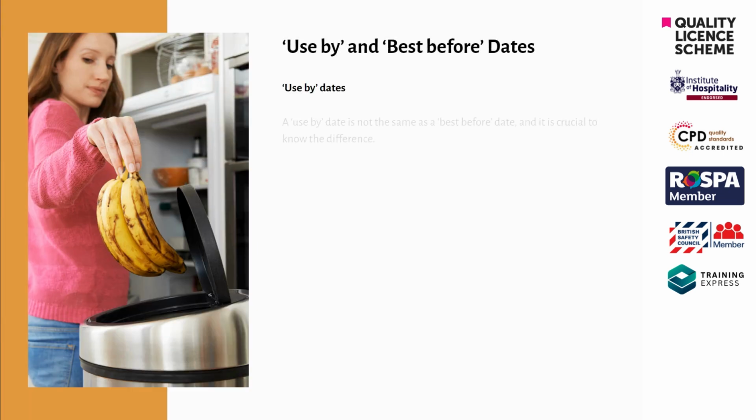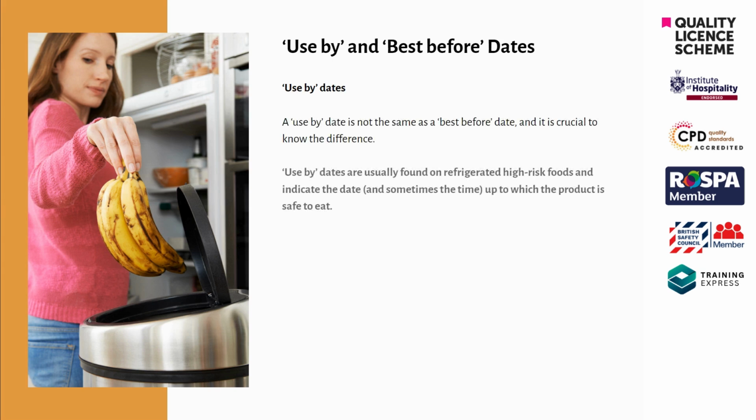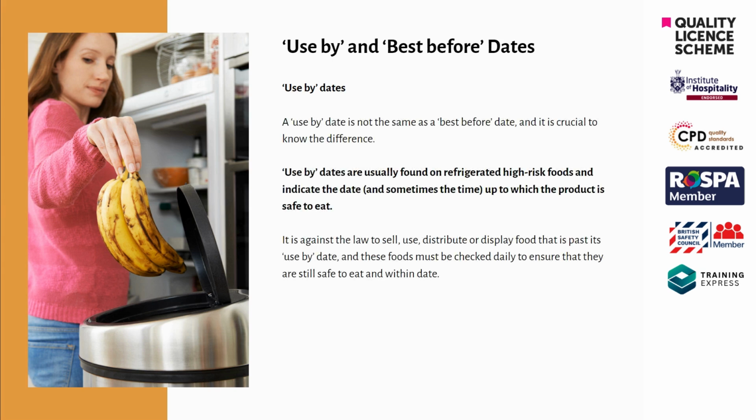Use by and best before dates. Use by dates. A use by date is not the same as a best before date, and it is crucial to know the difference. Use by dates are usually found on refrigerated high-risk foods and indicate the date, and sometimes the time, up to which the product is safe to eat.